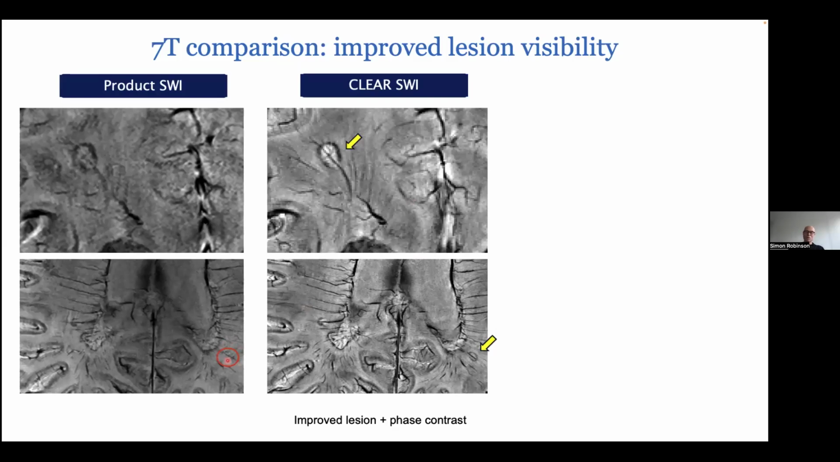In this subject, we're also able to visualize a few very small paramagnetic rim lesions which weren't visible in the product SWI, though I have to say, 2 different scans, so it's possible that the subject moved very slightly in the acquisition of the product SWI, and I think that may well be the case. Anyway, you can see that we've got a very homogeneous image here with the visibility of some pretty tiny paramagnetic rim lesions.